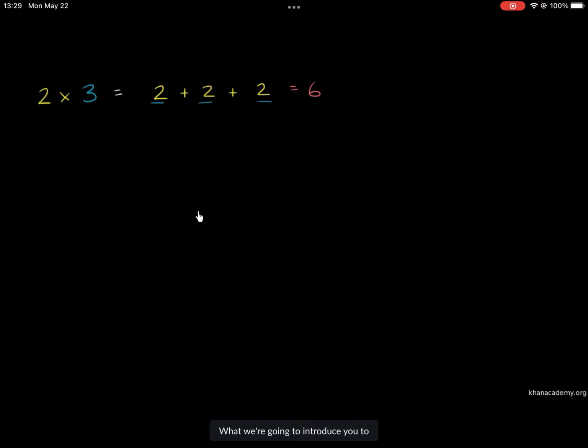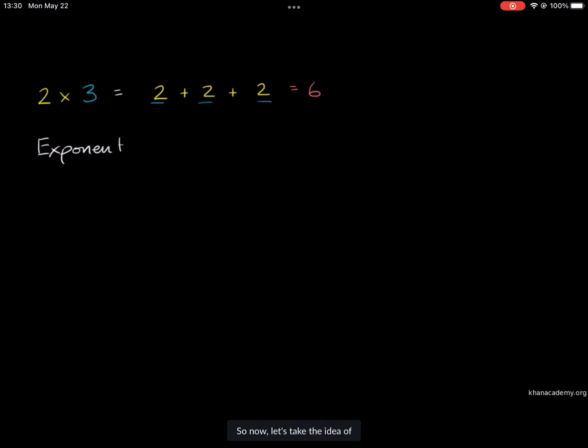What we're going to introduce you to in this video is the idea of repeated multiplication, a new operation that really can be viewed as repeated multiplication. And that's the operation of taking an exponent. Exponent. It sounds very fancy, but we'll see with a few examples that it's not too bad.